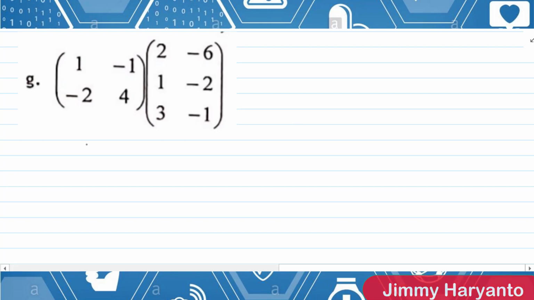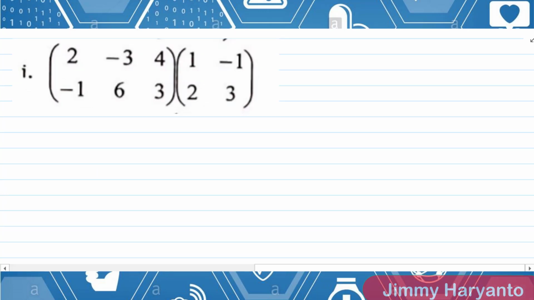For G, we have a 2 times 2 matrix and a 3 times 2 matrix. For this one, we cannot do the multiplication because the number of the middle dimension is not the same. So it's not possible. And for the 8i, we have a 2 times 3 matrix and a 2 times 2 matrix. This one also not possible.